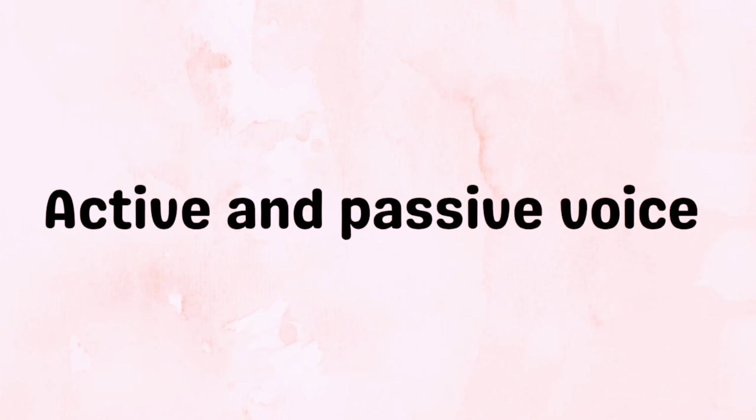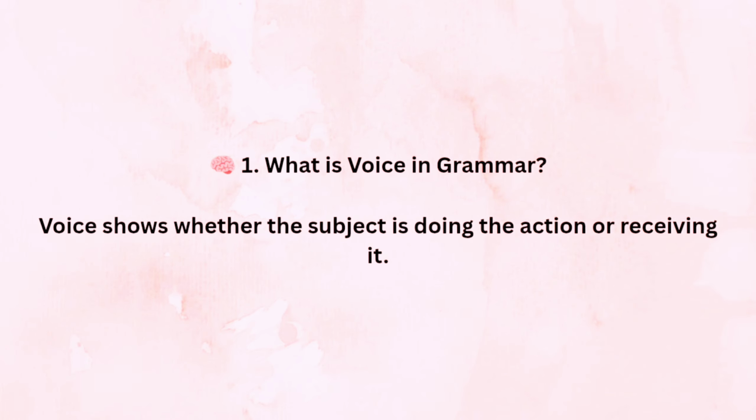Okay, so we're gonna talk about what active and passive voice is. Okay, so let's start this simple. What is voice in grammar? So basically, voice shows whether the subject is doing the action or receiving it. So now we're gonna move on to what active voice is, what passive voice is, and the tenses format, and some examples. And I'm gonna try to keep it simple since it's a little confusing at first.